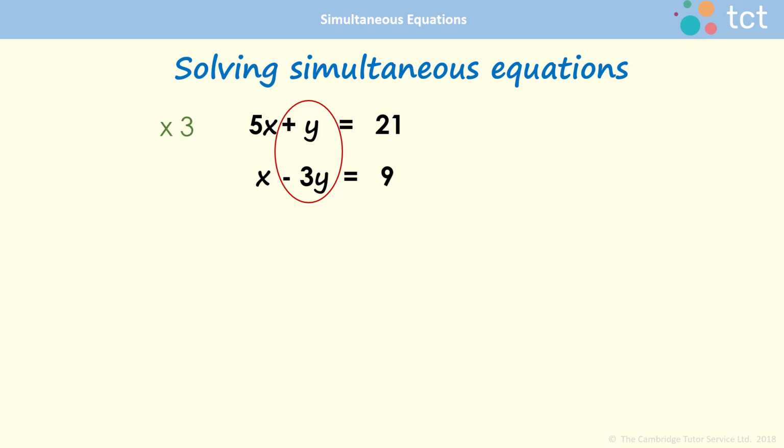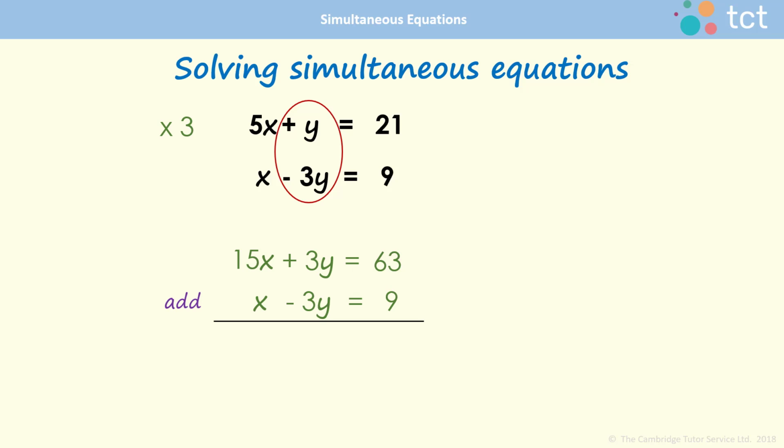So 5x times by 3 is 15x. 3 times y is 3y, so I'm adding that on. And don't forget to multiply the other side by 3 as well. 21 times by 3 is 63. Now I have 15x plus 3y is 63. And I'm going to put in the other equation. Now this time, because I have a positive and a negative, I'm going to add them together.